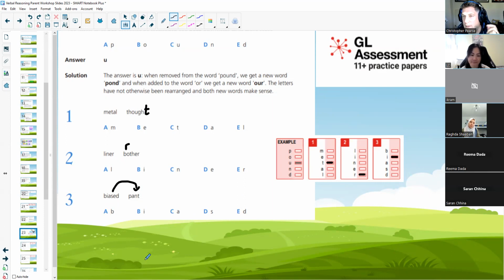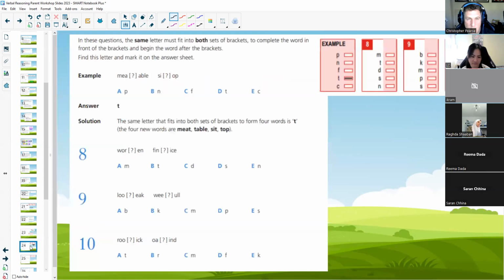So far we've looked at synonyms, we've looked at opposites, we've looked at multiple meanings, we've looked at hidden three-letter words, we've now looked at move a letter. So already we've touched on about 5 out of the 21. We're now going to move on to the next question type. This one's called insert the letter and relies on children's spelling knowledge. Children have to be good at spelling.